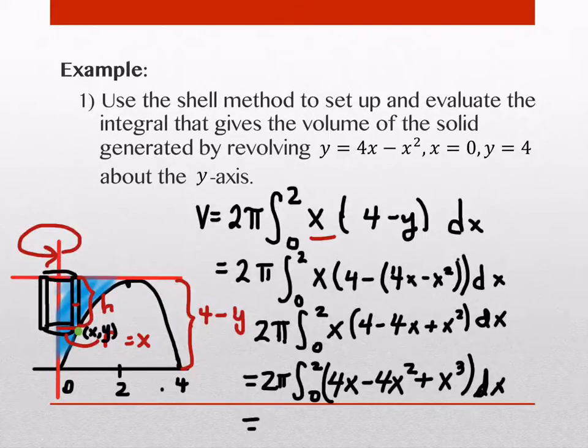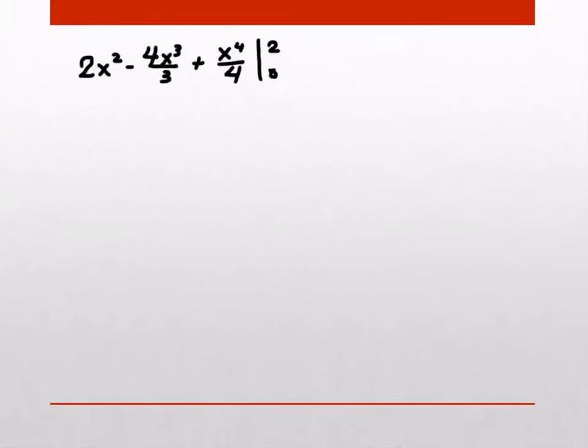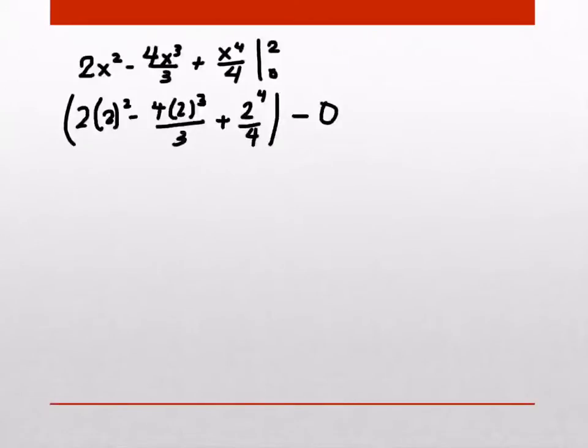We need to integrate. So what is the integral that we're going to get for this? 2x squared minus 4x cubed divided by 3 plus x to the 4th over 4. Okay, is everybody good with that? We're evaluating at 2 and 0, and we like zeros, right? They're nice to evaluate at. So when I plug in 2, I've got 2 times 2 squared minus 4 times 2 cubed over 3 plus 2 to the 4th over 4. And all of that is actually minus 0, because plugging in 0 gives me nothing since it's a polynomial.